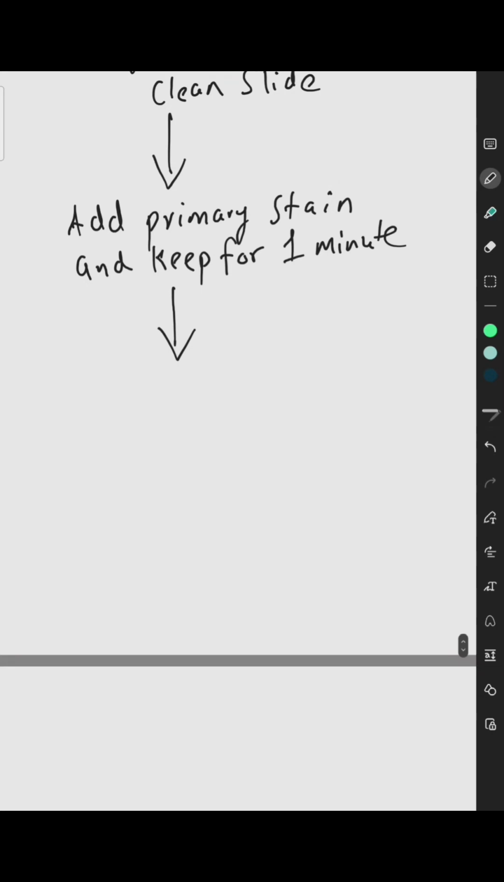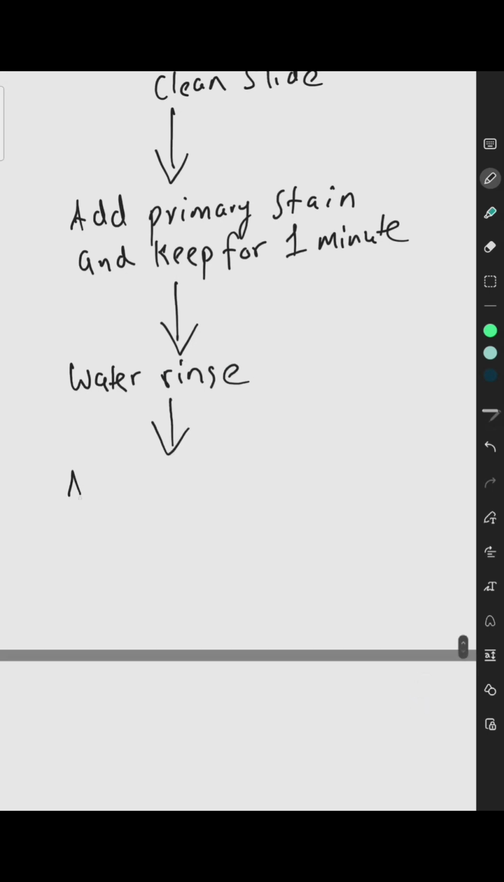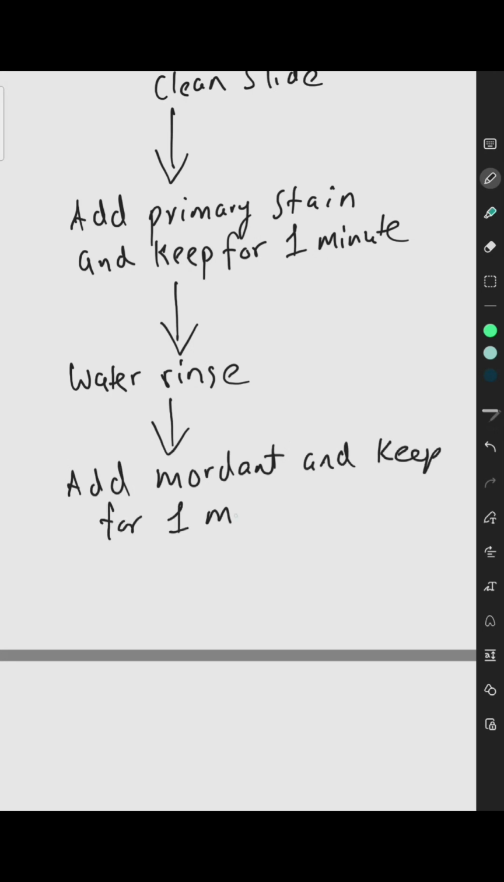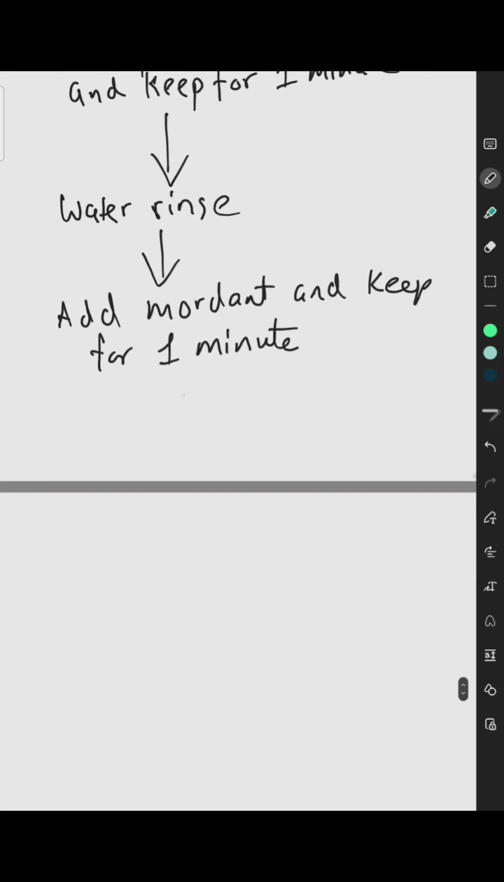After that, we will wash with water or rinse with water. Then we will add the mordant, which is gram's iodine in this case, and this we will keep for a duration of 1 minute also. Again, this also has to be timed. After that, again we will rinse with water. Then we will add the decolorizer.